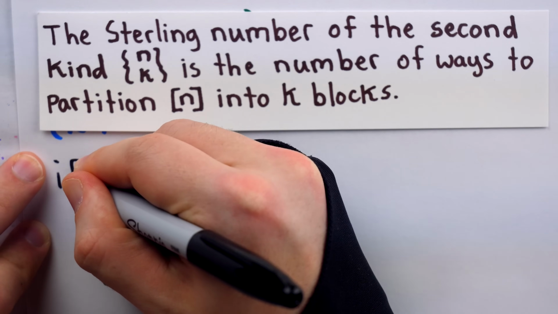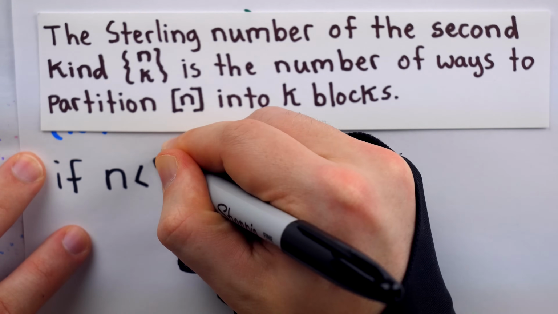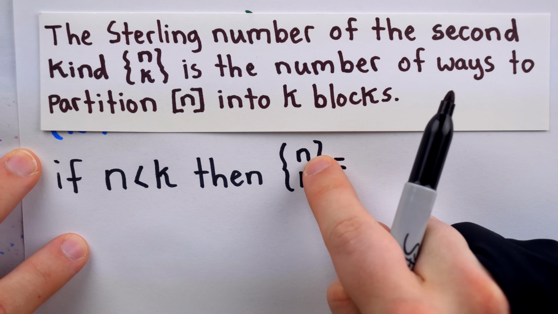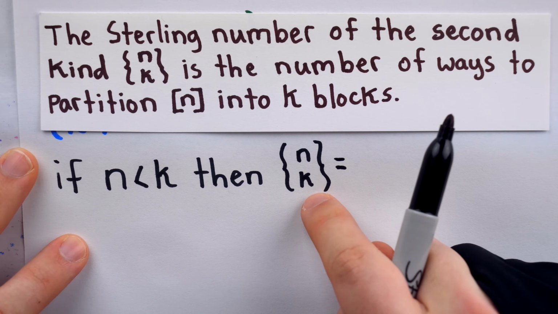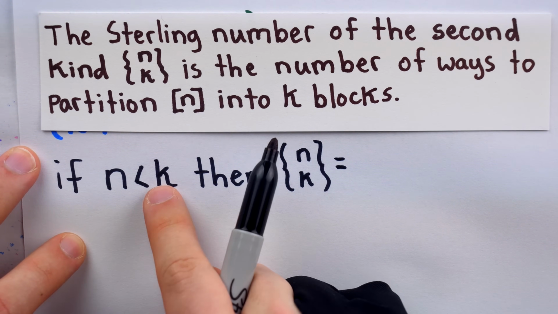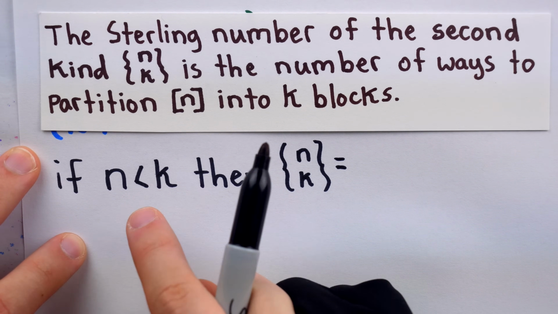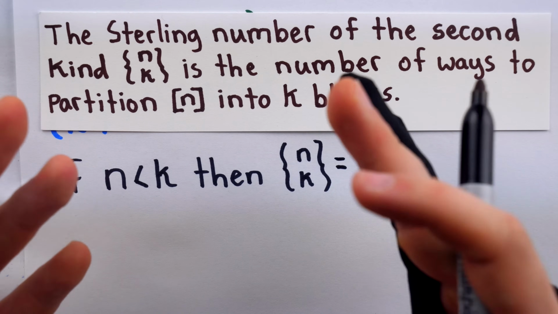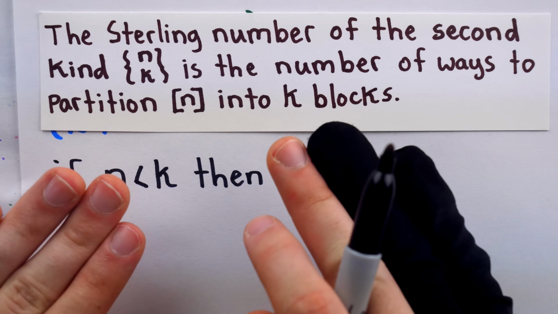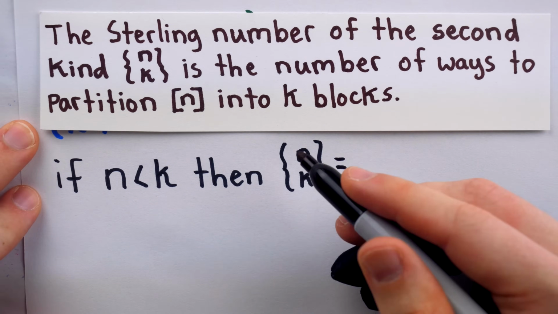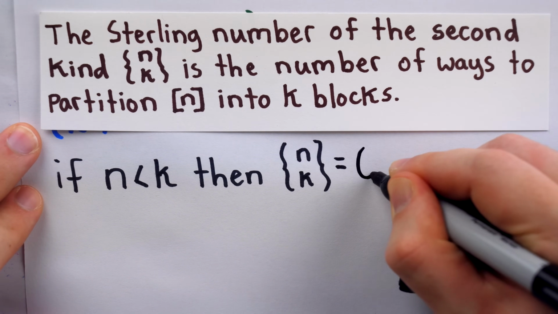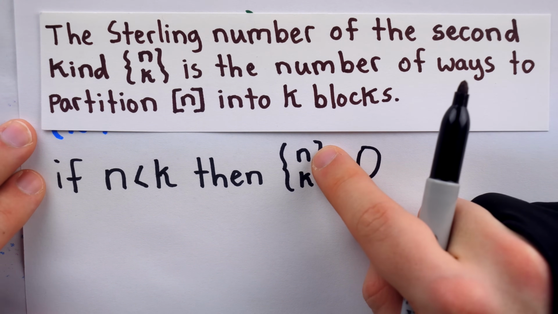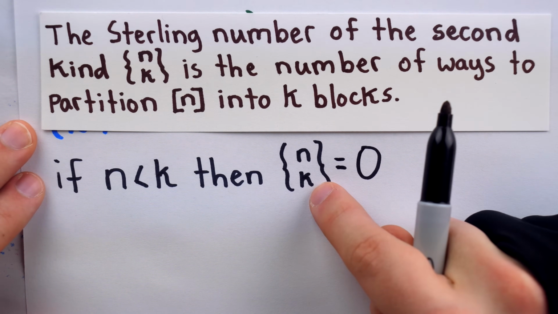Firstly, what are the values of n subset k if n is less than k? Remember the definition. This is the number of ways that n objects can be split up into k blocks. So if we don't even have k objects, it's not possible to split them into k blocks because it is assumed the blocks are non-empty. Let's make sure we're clear about that. The k blocks are non-empty. So in this case, we say that the Stirling number here is equal to 0. There are no ways to partition n objects, or the first n positive integers, into k non-empty blocks.